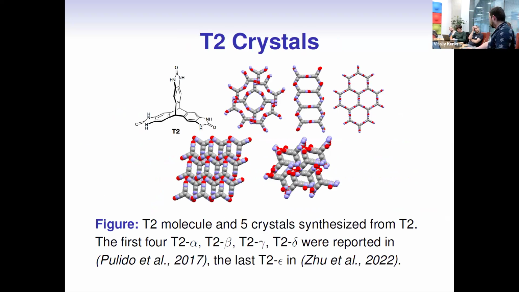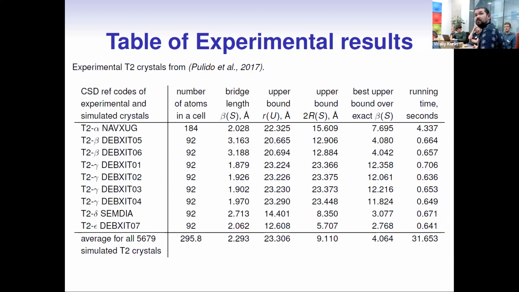We've seen the T2 data set before, and these algorithms were run on the T2 data set as well. And here are a couple of results. So these are a few different T2 polymorphs. You can see that the running time varies considerably. But I think the important part to note here is that our previously best upper bounds for the bridge length have been reduced significantly.